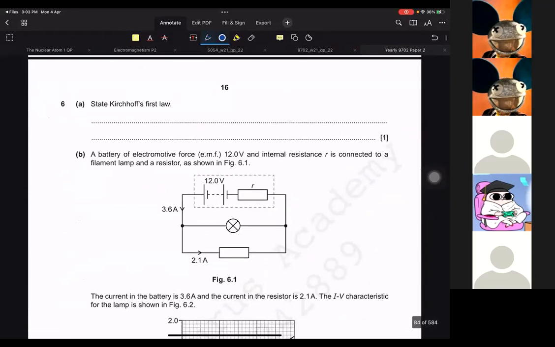Now, question number 6. It says Kirchhoff's first law. So the first law is the current one. You should always write that the sum of currents entering into a junction equals the sum of currents exiting the same junction. How many marks is this? 1, right?